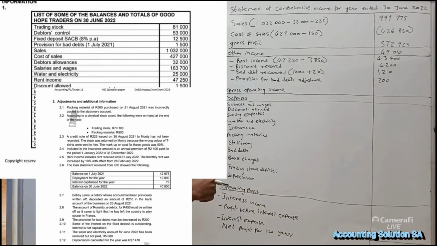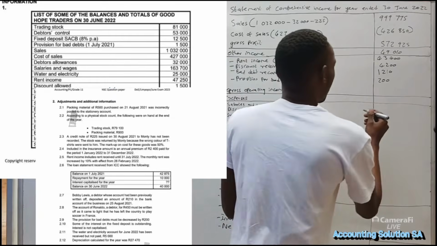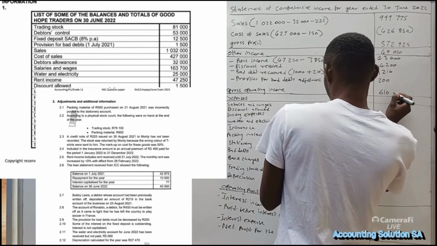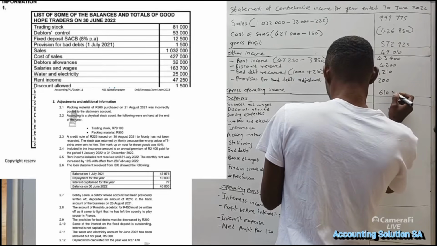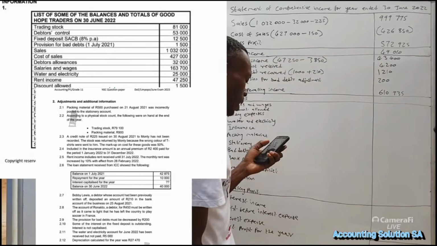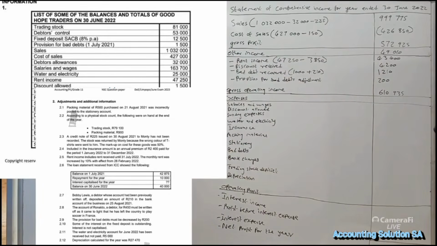So after that, we have to go to gross operating income. You just add gross profit and other income, then you will get gross operating income of 610,935, just like that. Okay, then let's proceed.